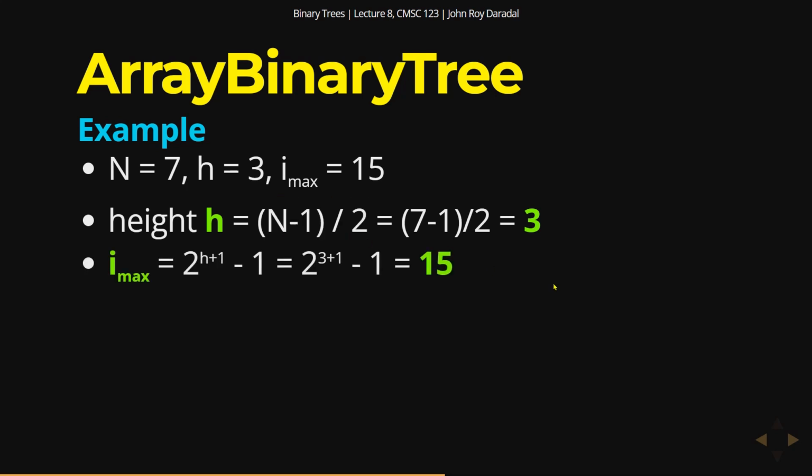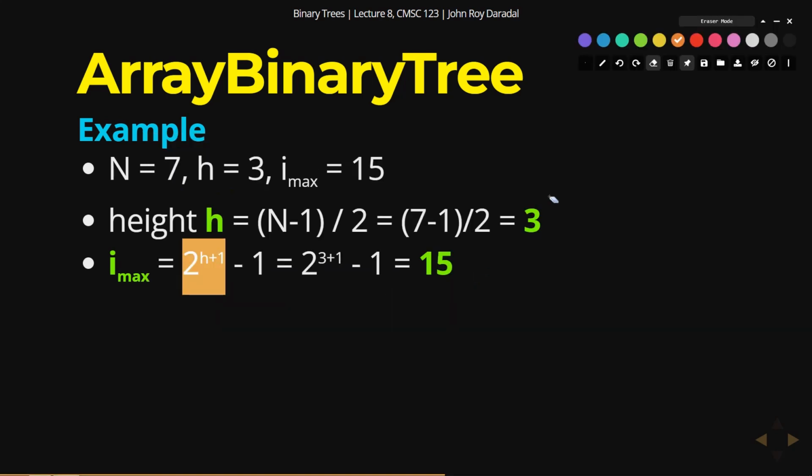For the maximum height, how did we compute it? That would be 2 raised to h plus 1, and then minus 1. Why is that? Our height was 3, right? So if you have 2 raised to 3 plus 1, where 3 is the height, this would be 2 raised to 4, which is 16, right?